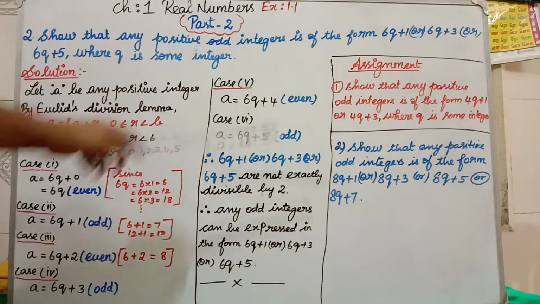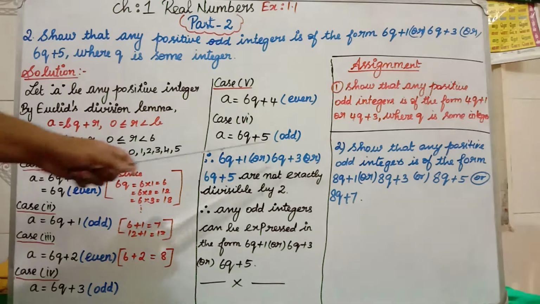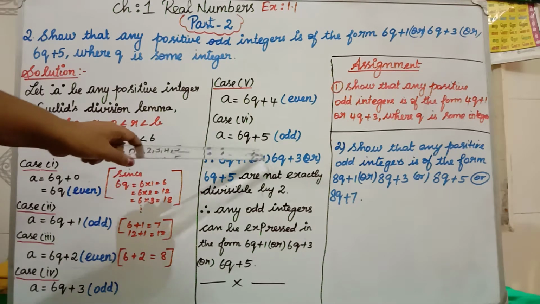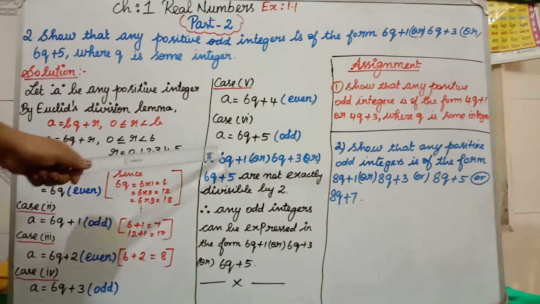A equal to 6 cube plus 4. 6 cube is even, 4 is again even. Adding 2 even numbers, what will our answer be? Even. Case 6: 6 cube plus 5. This is even, this is odd. Even plus odd is what? Odd. Okay, so wherever you notice the cases where you are getting odd: 6 cube plus 1, 6 cube plus 3, 6 cube plus 5.